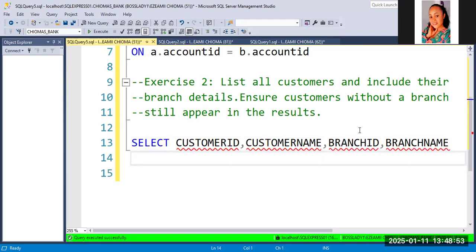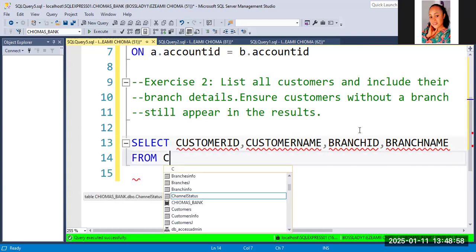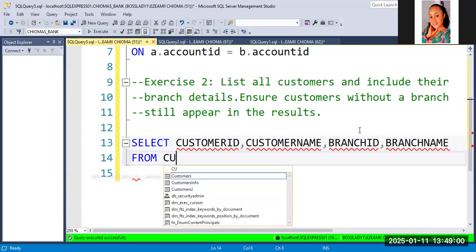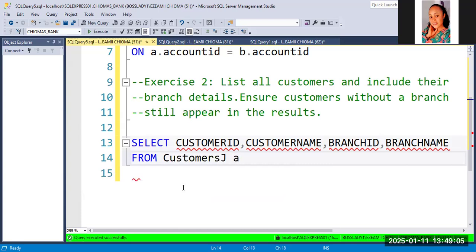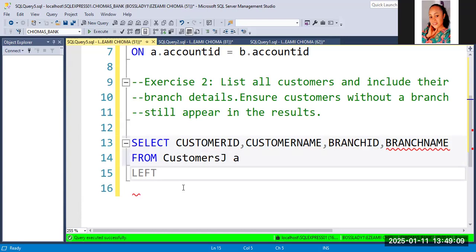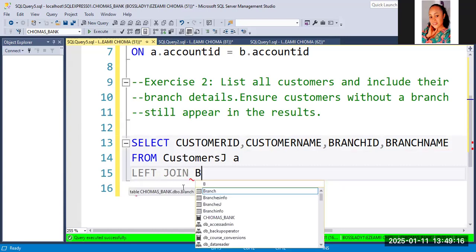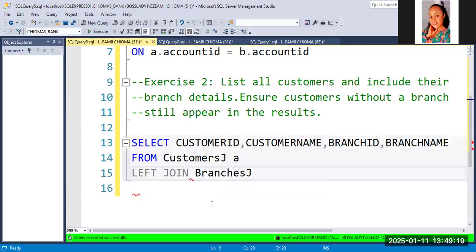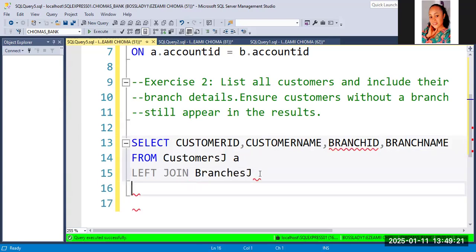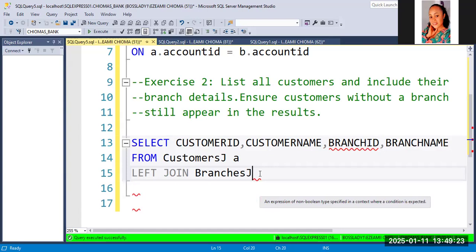So from which table? From our customers table, because we want everything from that table, our customers table. So we're going to alias it as A. Then we'll left join it with the branch table so that we'll get branch information, because we don't have branch information on our customer table. Left join branch. So we alias it as B. You can alias as anything, right? So I just normally use A and B.